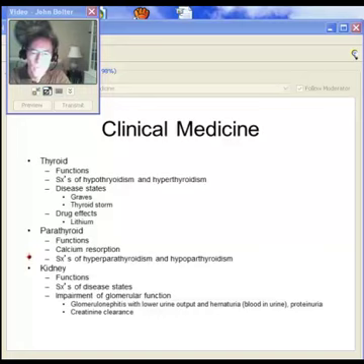Parathyroid, we talked a little bit about. Well, that's calcium reabsorption. Simple hyperparathyroidism, hypo. The kidney functions, symptoms of disease states, impairment in glomerular function. What happens when you have glomerulonephritis with lower urine output and hematuria, so you get blood, and then the protein is more evident in the urine as well. And then there's the creatinine clearance you need to know about.